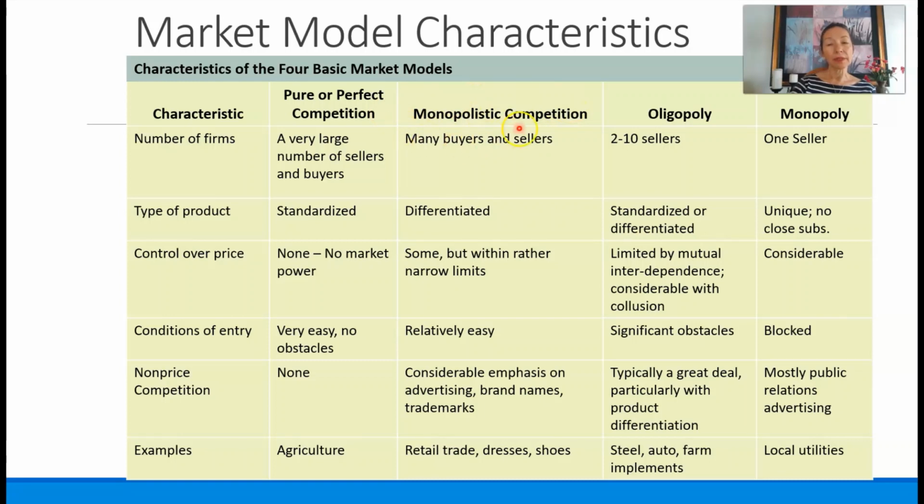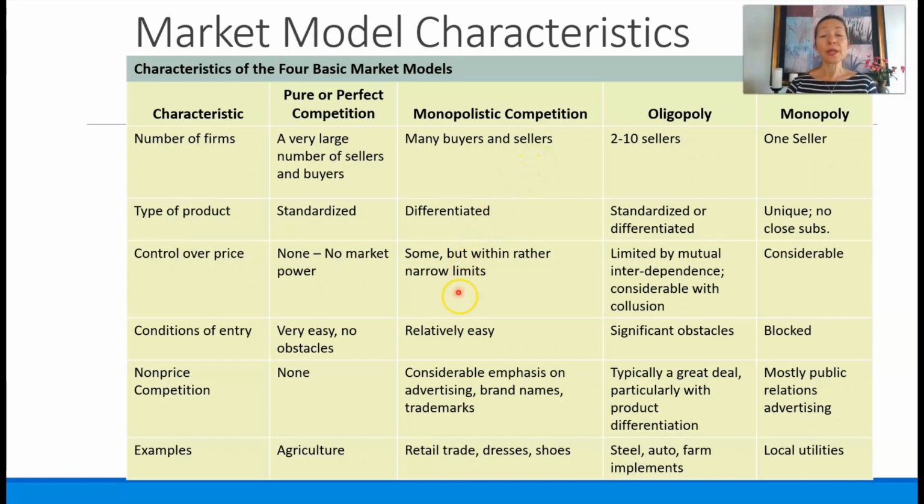Monopolistic competition is a hybrid of pure competition and monopoly. There are many buyers and sellers. The type of product they sell is differentiated. They have some control over the price for a short period of time. And the time period is going to be much less because why? There are many buyers and sellers in the market.